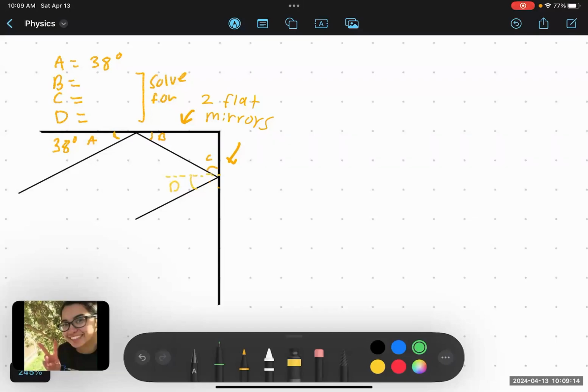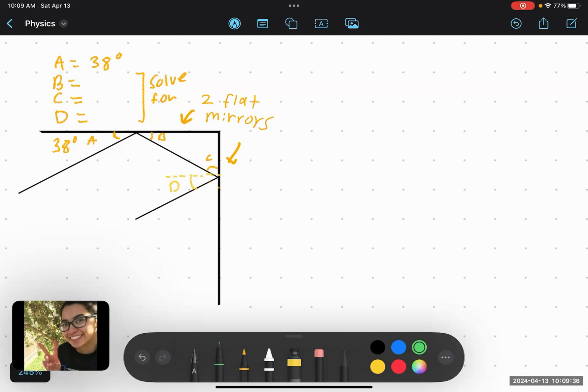Alrighty, so this should be chapter 32, which is handling mirrors. I'm gonna start with this problem just because it's like two flat mirrors. And if you recall, when you have a flat mirror, you also have the law of reflection, where the angle of reflection is the same as the angle of incidence.